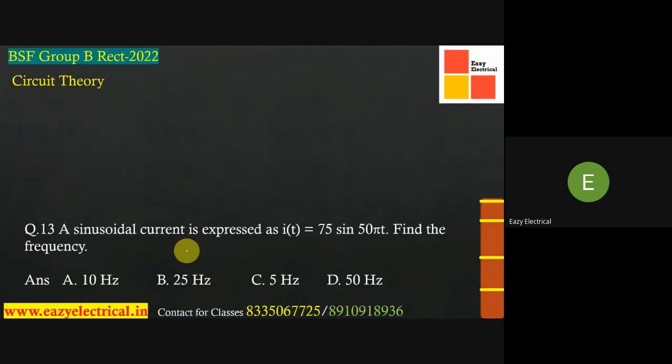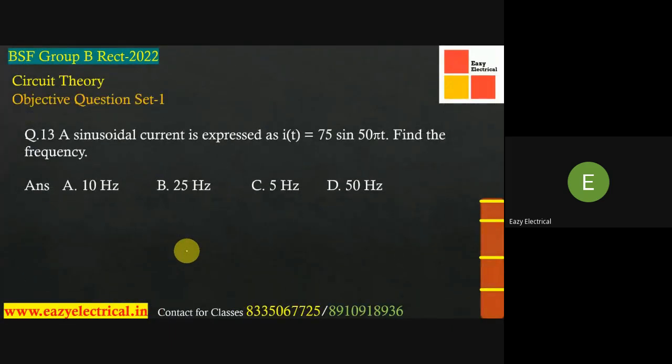Now coming to next question. A sinusoidal current i of t is represented to be 75 sine 50 pi t. Find the frequency. So what will be the frequency from this representation? What is the frequency from this representation? 25 is one option coming from Rahul.